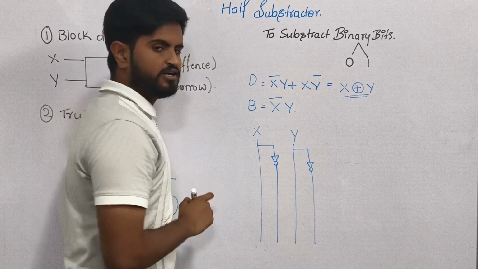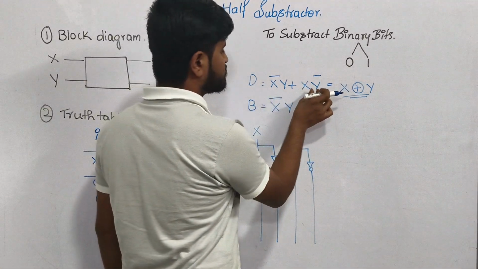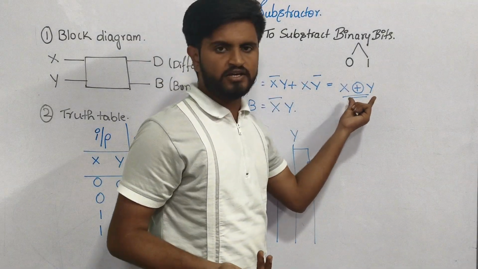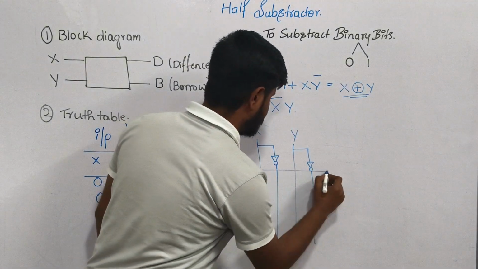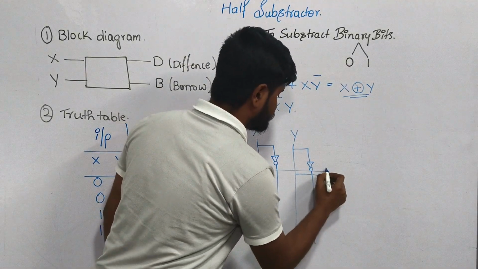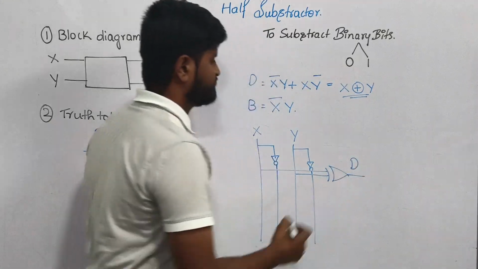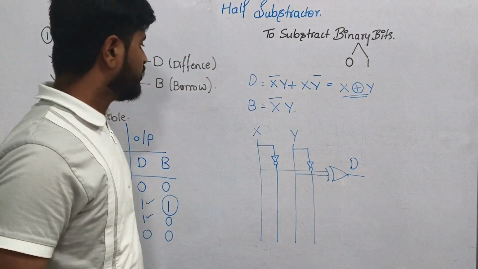First let's write for difference D. What is the difference D? X bar Y plus X Y bar. This you can also represent using X and Y, and in between them you can use an XOR gate. So first let's use X and then use Y. Let's use the XOR gate between them. So this is the difference D, X XOR Y.